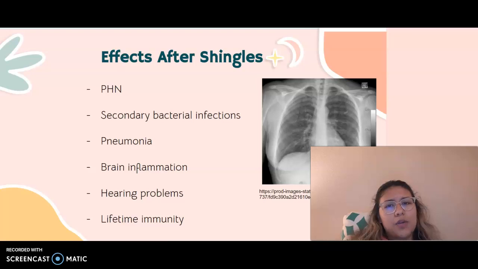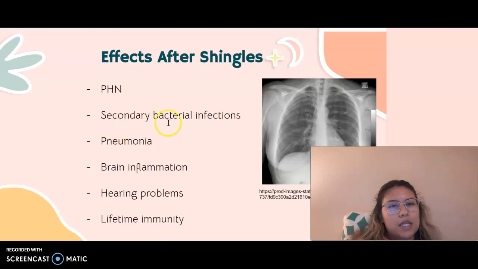And just like you have an increased risk of getting shingles with age, as you get older, you have an increased risk of getting PHN after you've had shingles. A lot of the time, it's pretty rare to see PHN after shingles in individuals who are under 40.